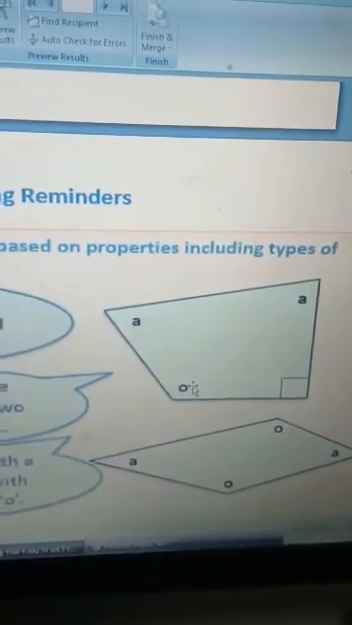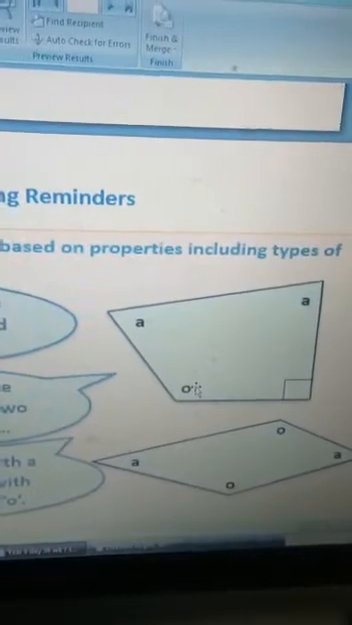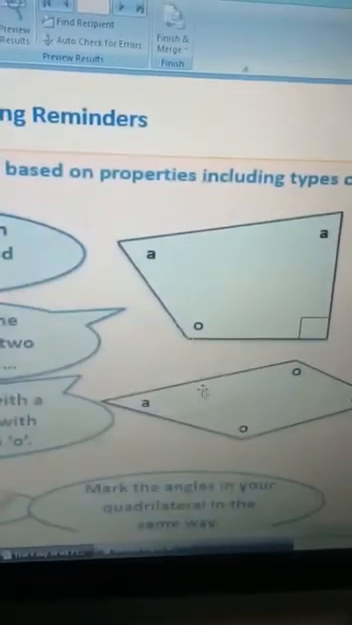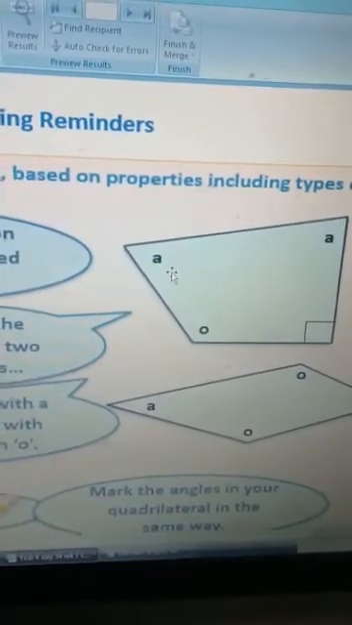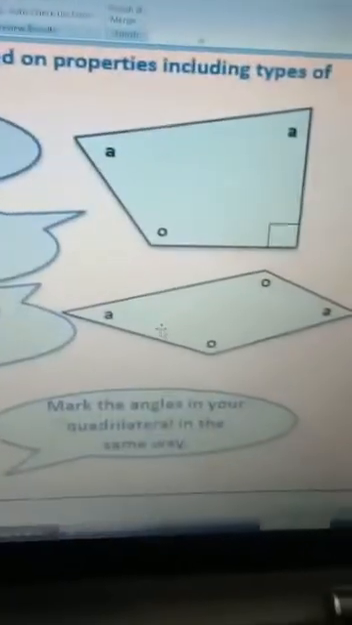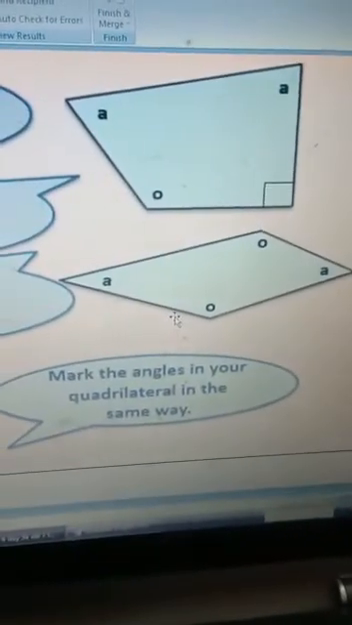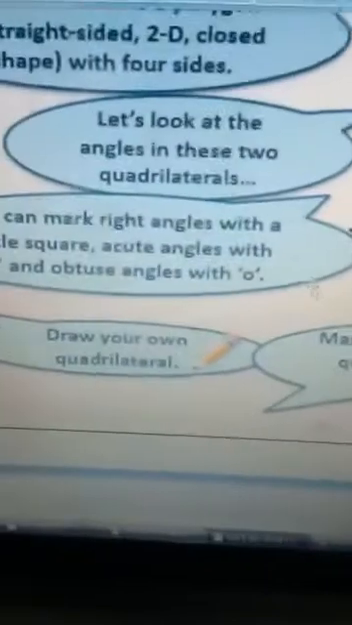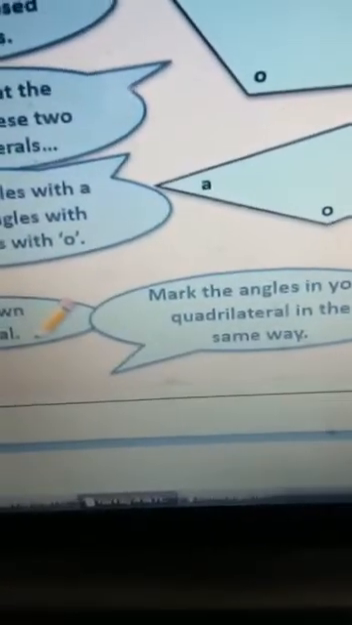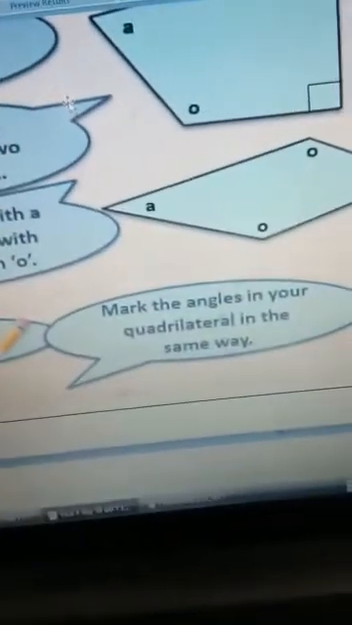Do you know the difference? What makes an obtuse angle obtuse? What does it have to be? What does an acute angle have to have? And there's another quadrilateral. Then see if you can make your own quadrilaterals and then mark the angles with A, O, or the symbol for right angle.